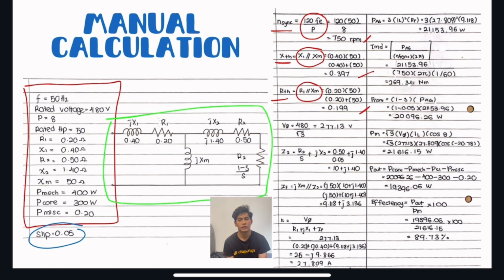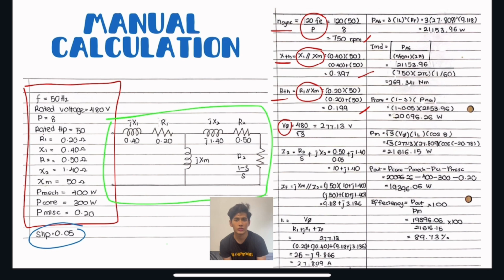And next step is we find V Thevenin, which is 400 divided by square root 3, and 1134. After that, we need to find the Z Thevenin, and we get the answer in rectangular form, which is 10 plus 1.44.